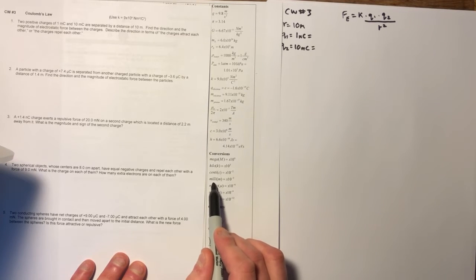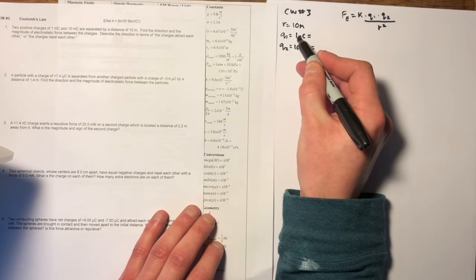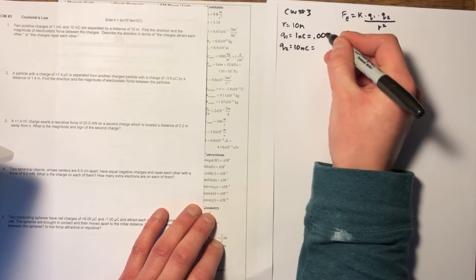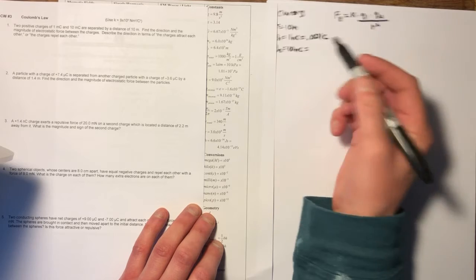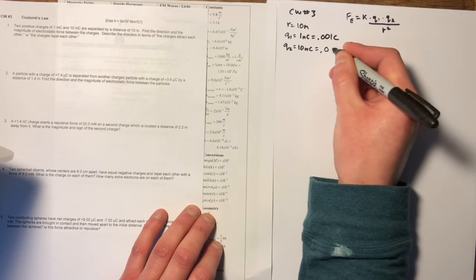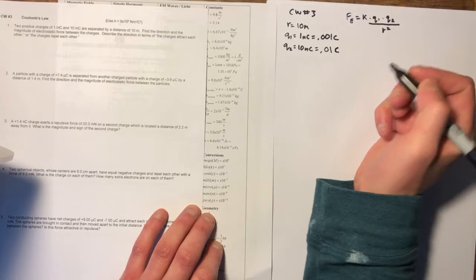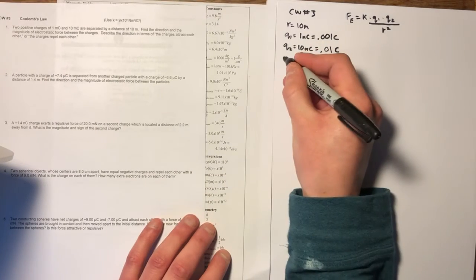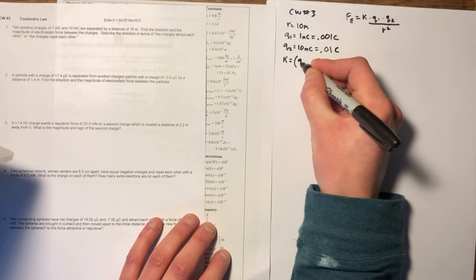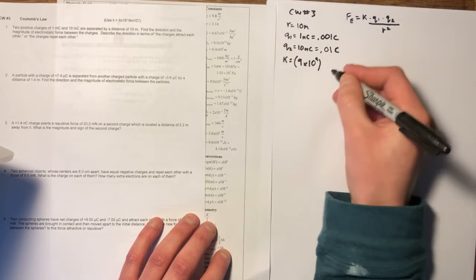So a milli, lowercase m, is 10 to the negative 3. So literally, it would be 1, 2, 3, or 0.001 coulombs. This same thing would be 1, 2, 3, so 0.01 coulombs. All right. K is going to be a constant. It could change depending on the medium you're using, but for our purposes, it will always be the same.